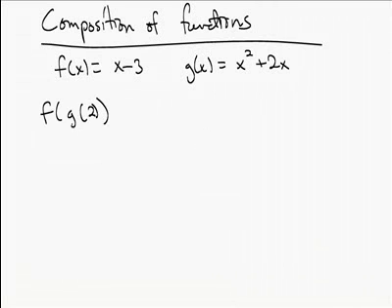That means I'm going to work from the inside. I'm going to find g of 2 first. So let's go ahead and do that. G of 2 is equal to, let's see, according to our formula, it's 2 squared plus 2 times 2.